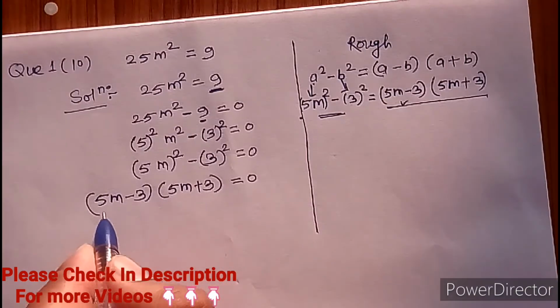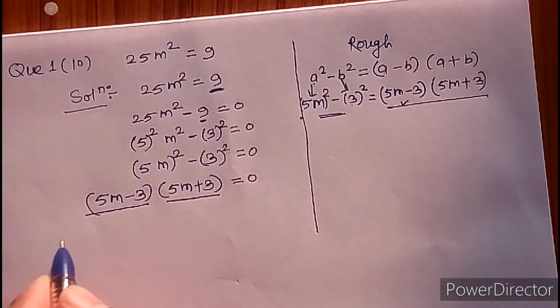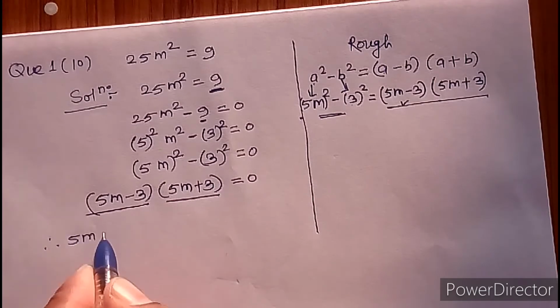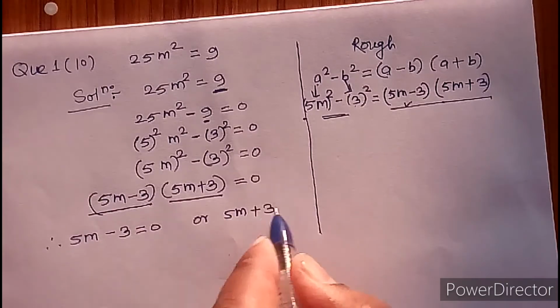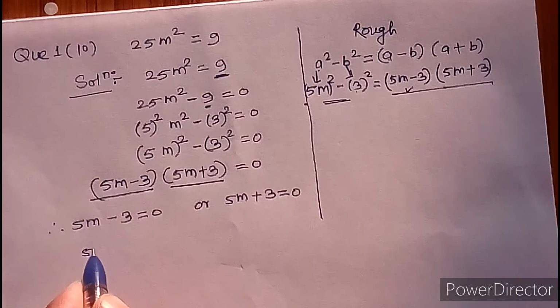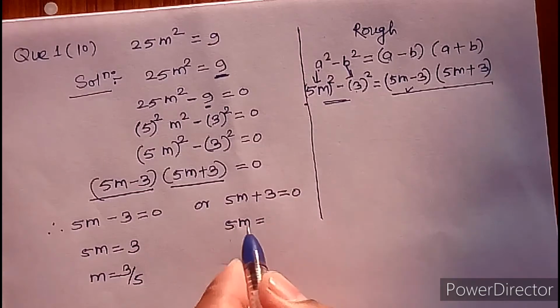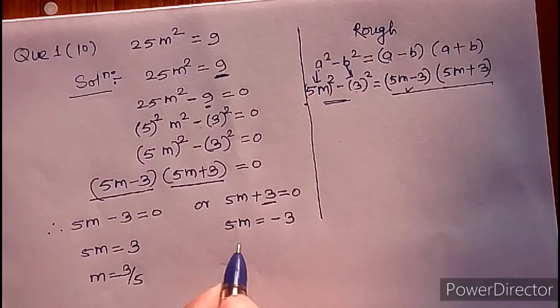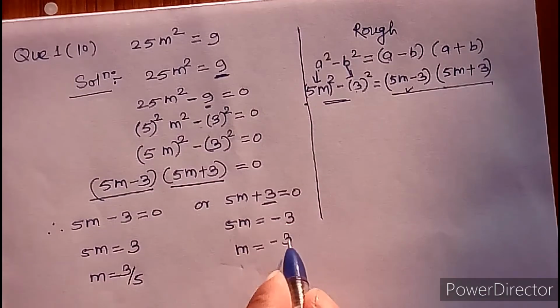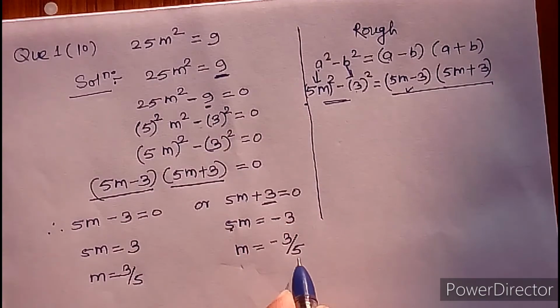It means that either the value of 5m minus 3 equals 0 or the value of 5m plus 3 equals 0. Therefore 5m minus 3 equals 0 gives 5m equals plus 3, so m equals 3 by 5. For 5m plus 3 equals 0, 5m equals minus 3, because on changing side, 3 becomes minus 3. So m equals minus 3 divided by 5, because this 5 is in multiplication and on changing side it goes to division.